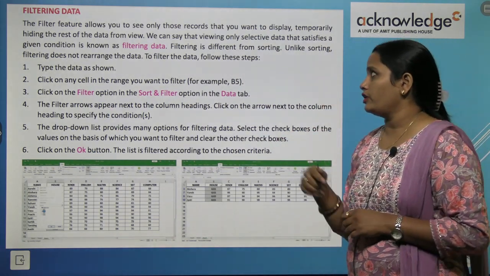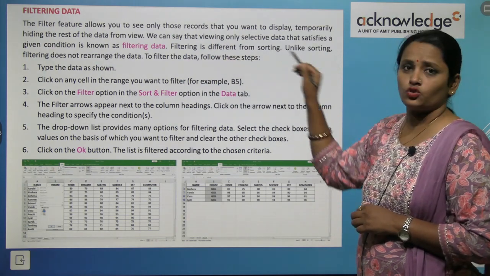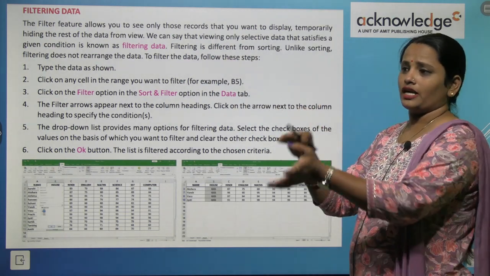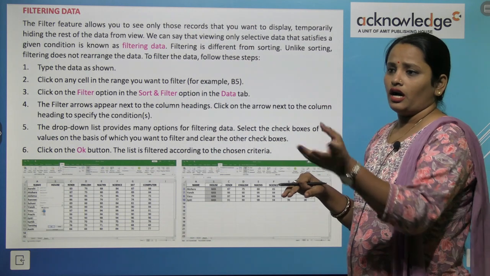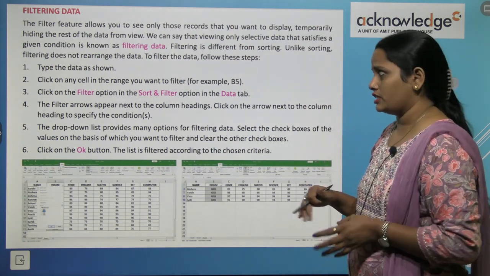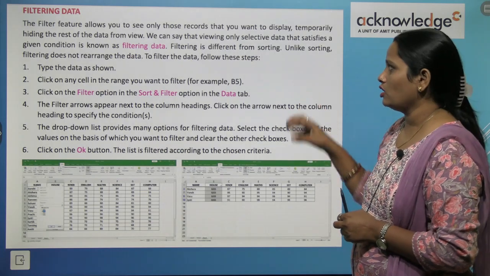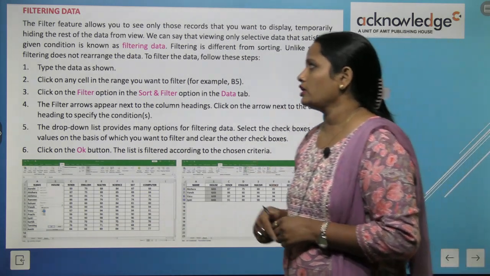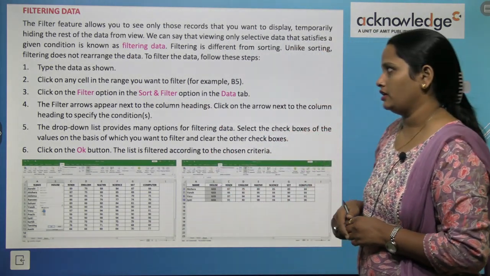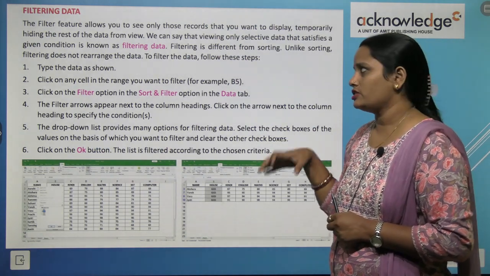Filtering is different from sorting. So these two are different. Sorting means arranging in alphabetical order, in increasing order or in decreasing order, and filtering means the main thing जो हमें चाहिए, that is called filtering. Unlike sorting, filtering does not rearrange the data. So इसमें जो है data rearrange नहीं होता.